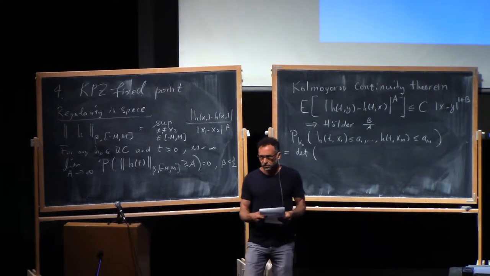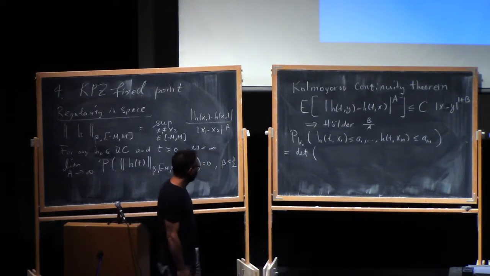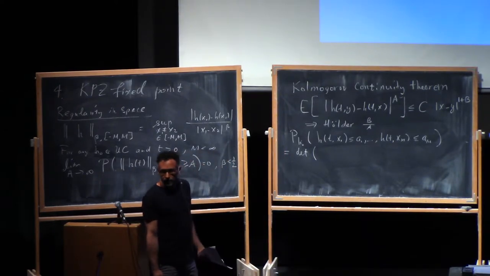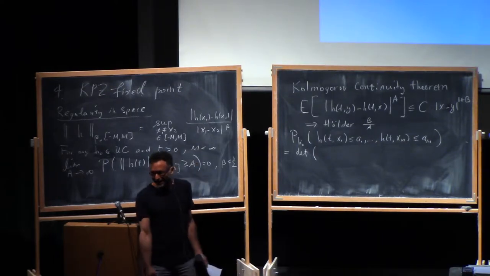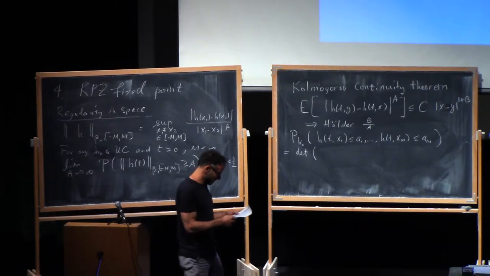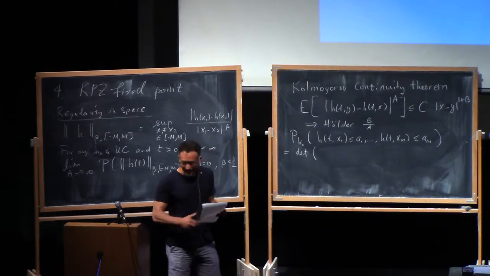When you're establishing this continuity, do you need to work with the pre-asymptotic object to show that you actually have a continuous process in the limit? Yes. I was going to say that in a minute. Yeah, sure. Let's go step by step.